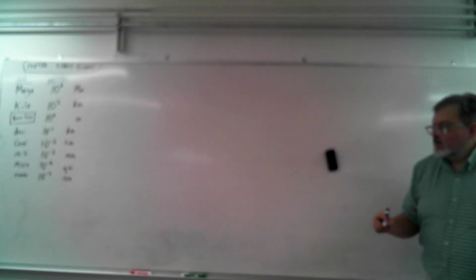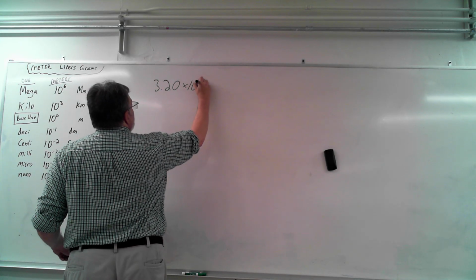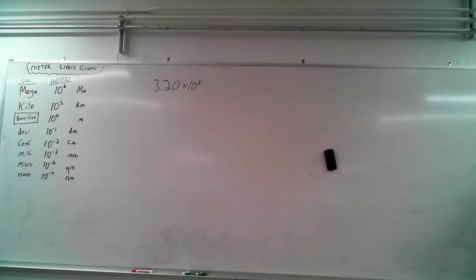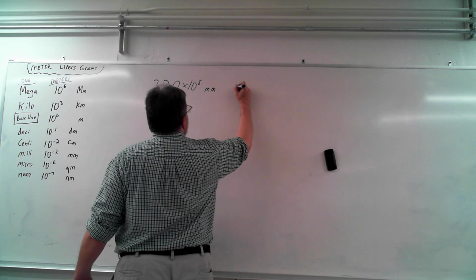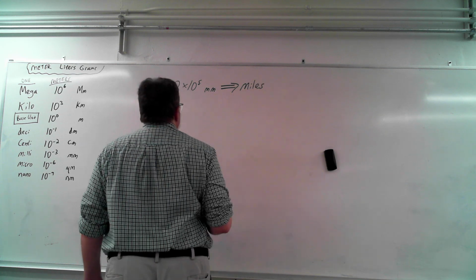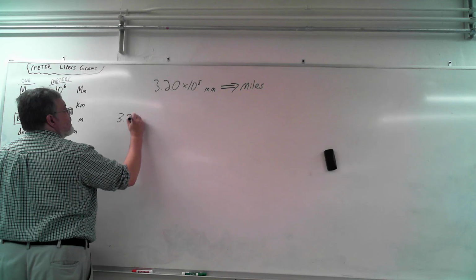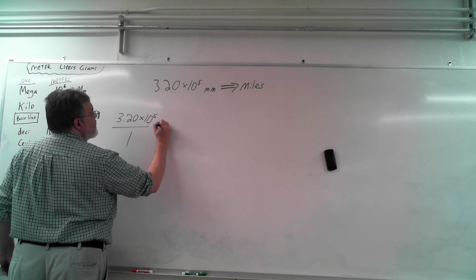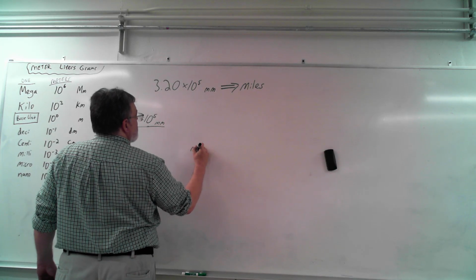3.20 times 10 to the 5 millimeters. What is the length in miles? Convert that to miles. All right. We know we have this much, millimeters, and we know we have to get from millimeters to miles.